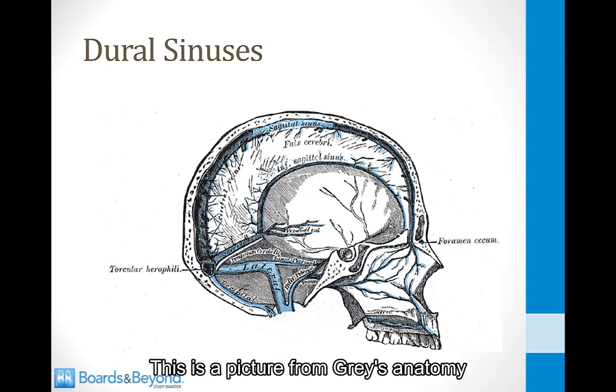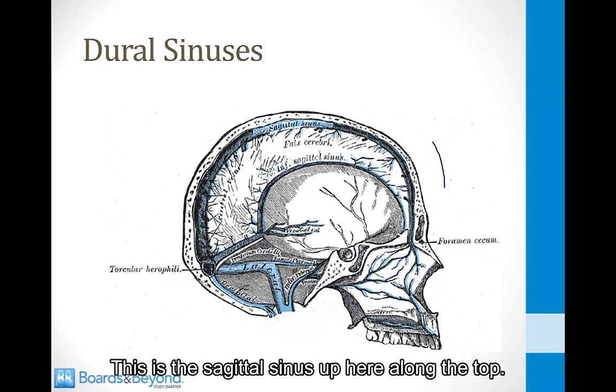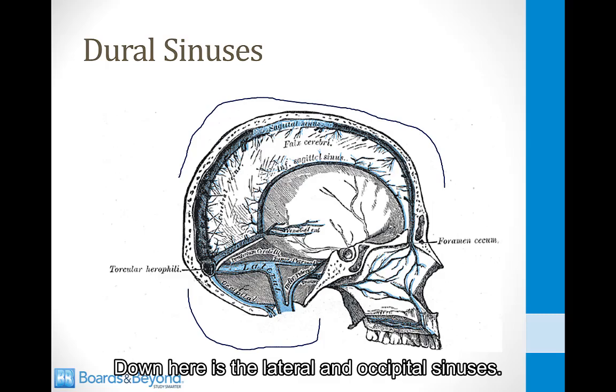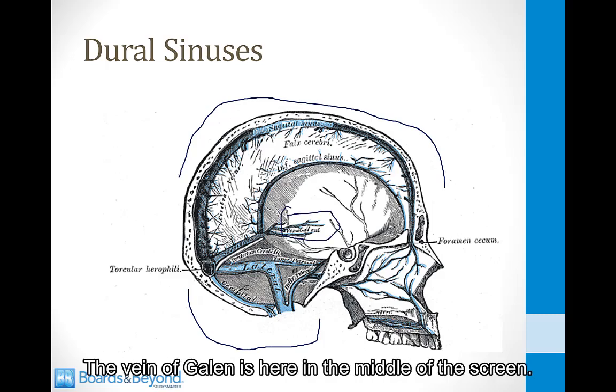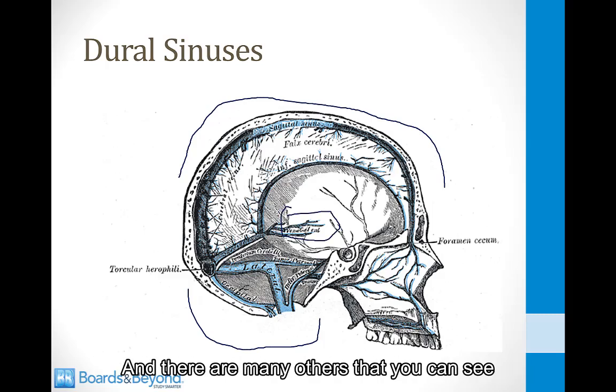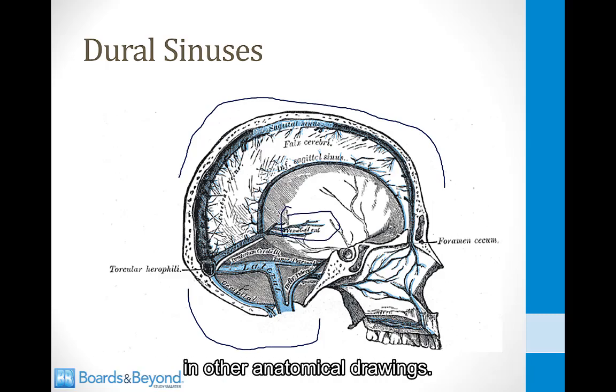This is a picture from Gray's Anatomy of some of the dural sinuses. There are more than are shown in this picture. This is the sagittal sinus up here along the top. Down here are the lateral and occipital sinuses. The vein of Galen is here in the middle of the screen. And there are many others that you can see in other anatomical drawings.